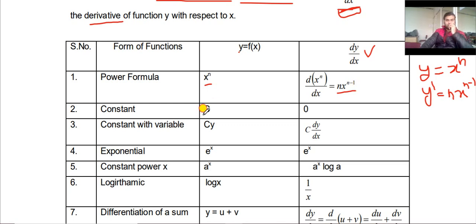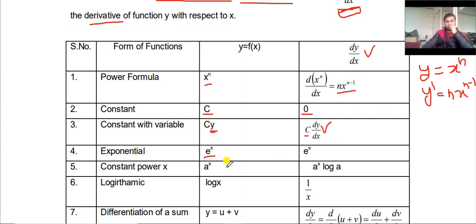The differentiation of any constant c is always 0. A constant can be a number like 100, 10, or 9, so the differentiation of any constant will be 0. But when c is associated with y or x, then c is taken in front and we differentiate y with respect to x, that is dy by dx.